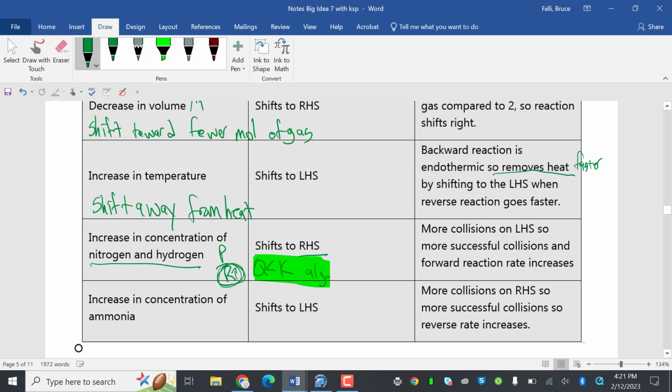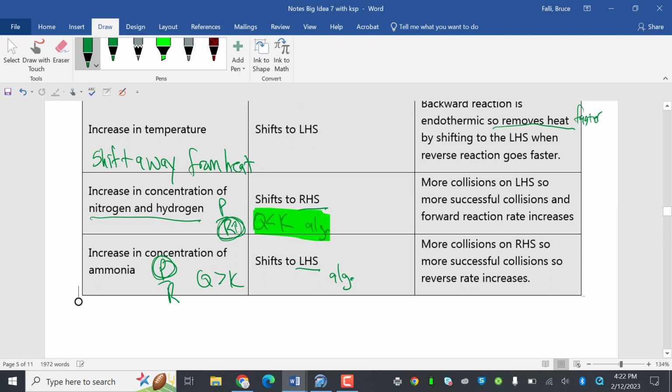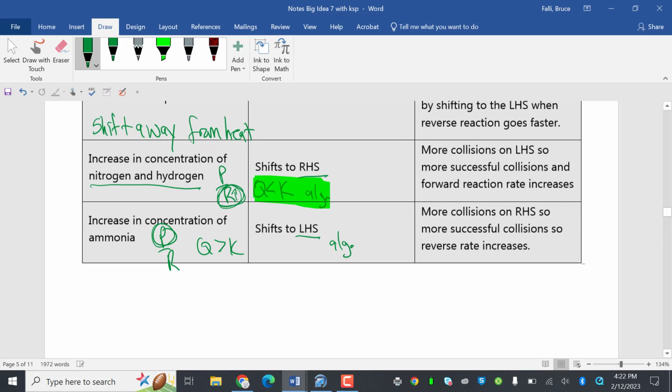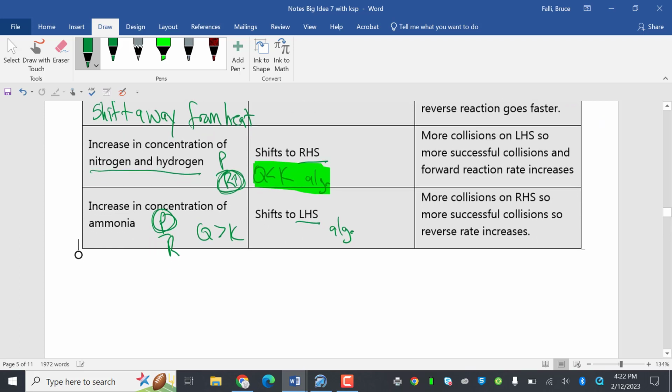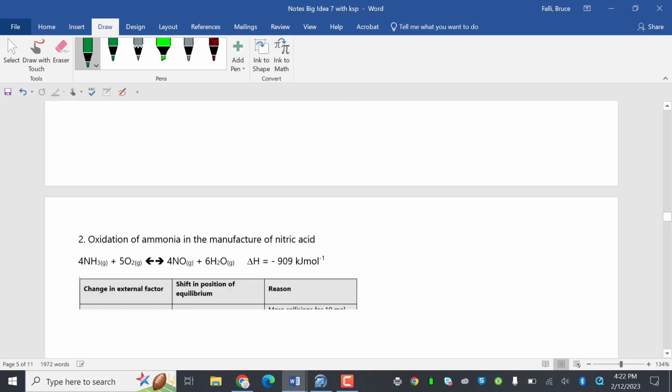Increase in concentration of ammonia. Well, ammonia is a product, right? So if I increase the product, then my Q is going to get bigger. And if Q is bigger than K, it will shift to the left-hand side. Why? Algebraically, okay? Or you can say more collisions on the right-hand side compared to the collisions on the left-hand side. So there's more successful collisions on the right-hand side compared to the left-hand side. So the reverse rate increases. I like it much better to say Q is bigger than K. So algebraically, it shifts left.